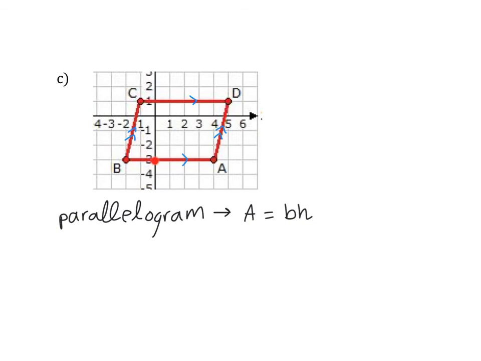So here I could see that our base is 6 units. And then our height, again, pick any altitude that is perpendicular to this base. So I see that this is 4. So our height is 4. So the area is just 6 times 4, which would be 24 units squared.